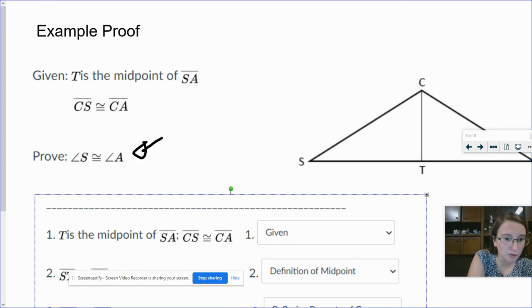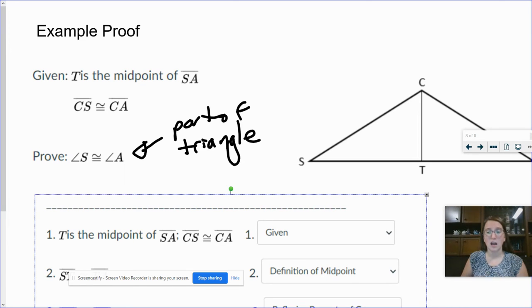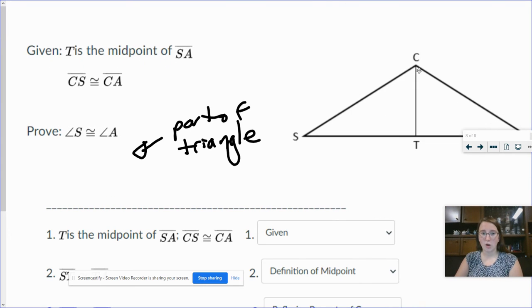Looking at an example here, here's how we know when to use CPCTC. You need to look at the proof. Notice this proof is about a part of a triangle. I'm not trying to prove the triangles are congruent. I'm trying to prove that a part of the triangles are congruent. Specifically, that angle S is congruent to angle A.